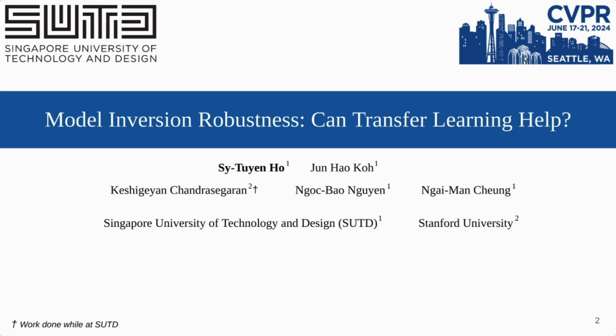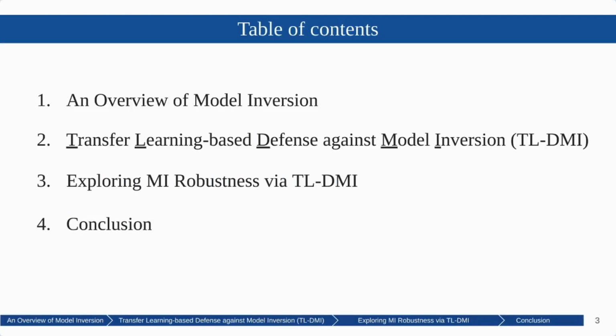I will present our work called Model Inversion Robustness: Can Transfer Learning Help? at CVPR 2024. In this work, we try to answer a question: can transfer learning help improve MI robustness? My presentation includes 4 parts.